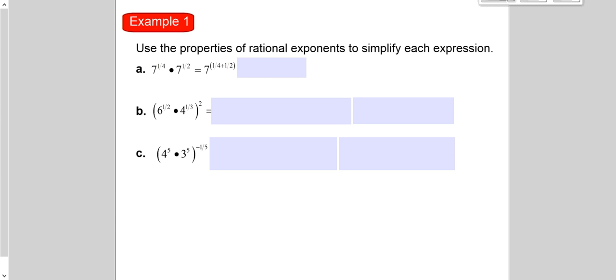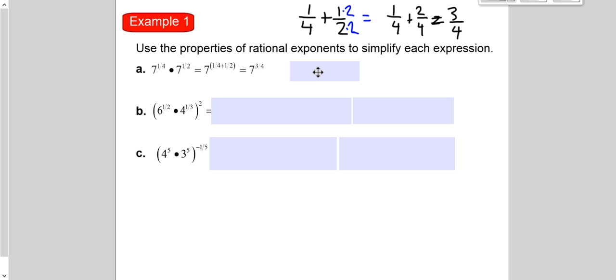When you're adding fractions, you have to get a common denominator. 1/4 plus 1/2, you have to get a common denominator of 4 by multiplying by some form of the number 1. So we get 1/4 plus 2/4 is 3/4. So we get 7 to the 3/4 power.